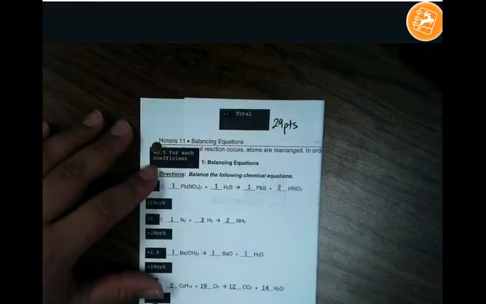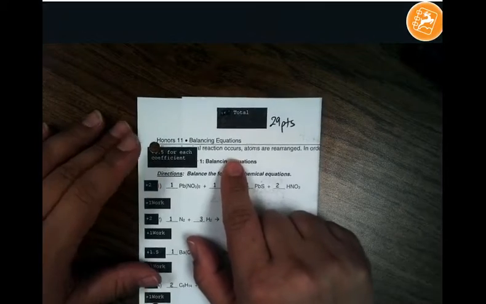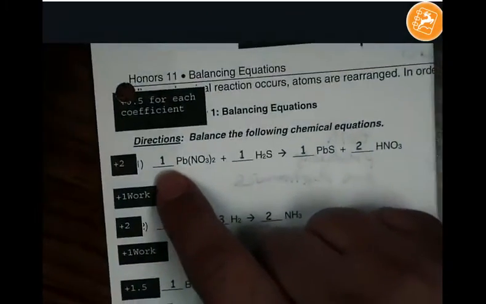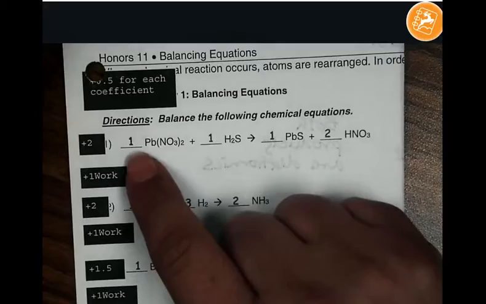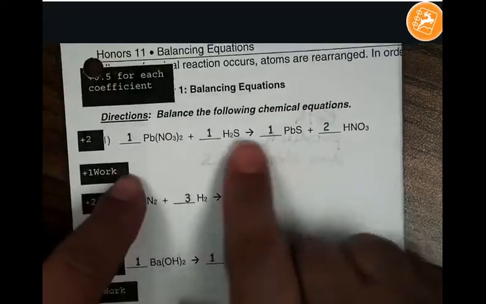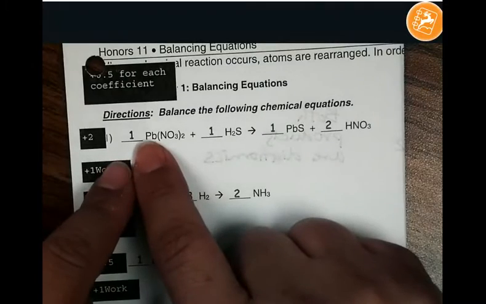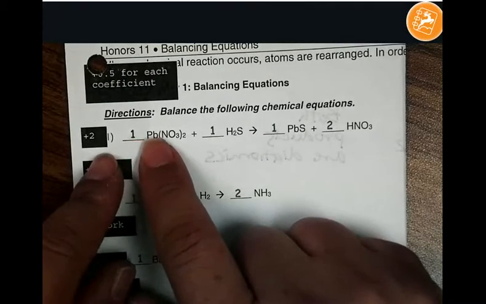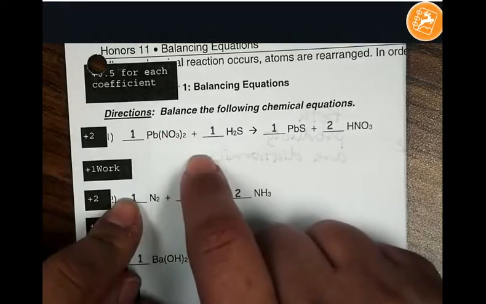All right, this video is going to go over the key for 11.1. It's out of 29 points. It's half a point for each coefficient and then 1 point for the atom inventory. So you should have 1, 1, arrow, 1, 2. Once again, 1 is understood, so if you have it blank, that's fine. You just can't have a 0. All right, and then 1 point for the atom inventory.